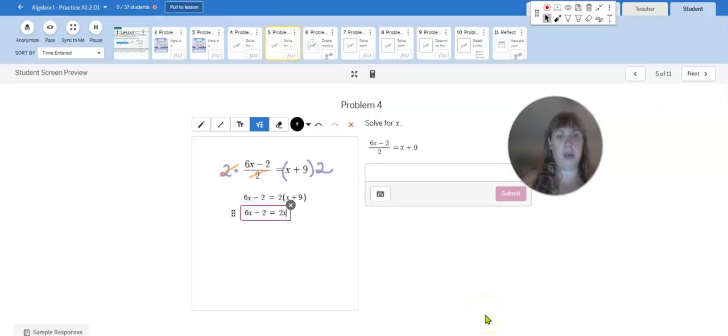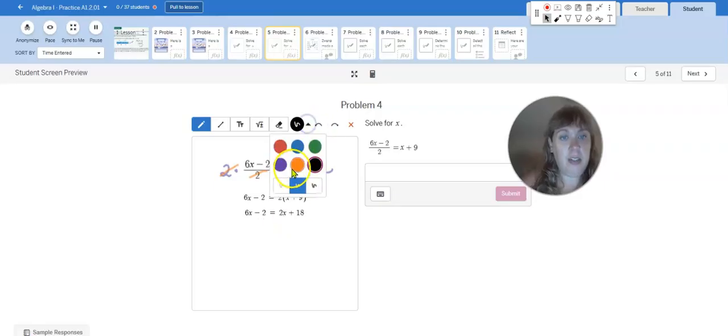2 times x is 2x. Plus 2 times 9 is 18. Make sure you're multiplying both of those terms by 2 because the whole side got multiplied by 2. Beautiful.